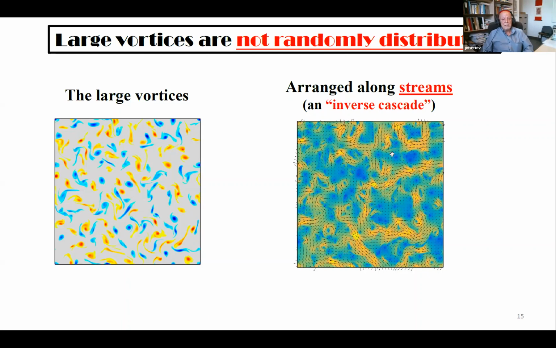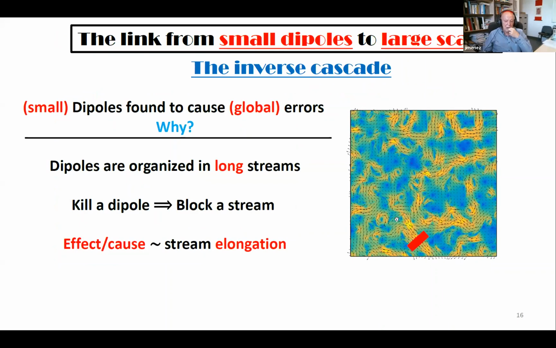You have these small vortices. The small dipoles are still small, but the energy is not in there. The energy is in these long streamers, which are a concatenation of dipoles, basically. And that gives you a very nice picture of the inverse cascade, because what is the connection between these small dipoles and these large scales? Well, assume that you have a dipole here, and it's part of this large streamer. You block this dipole, you essentially stop the river. You stop the whole length of the streamer because there is no flow going through there. So there is nothing left. You have stopped the large scale structure just by acting on the small scale.